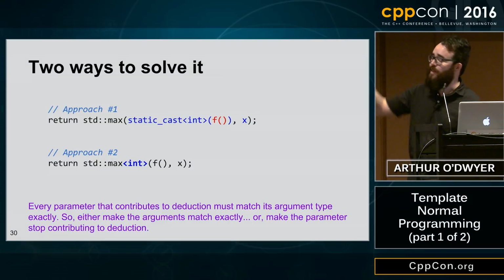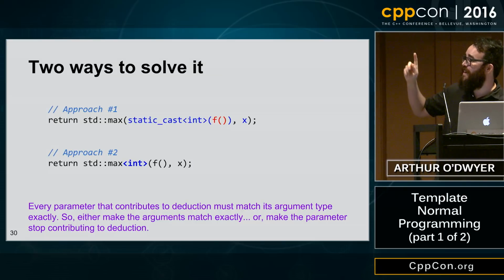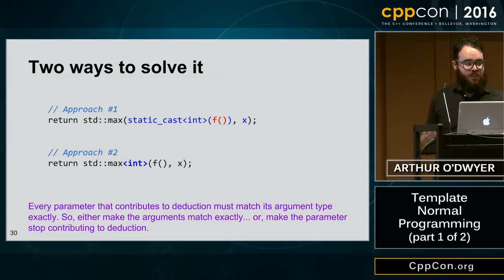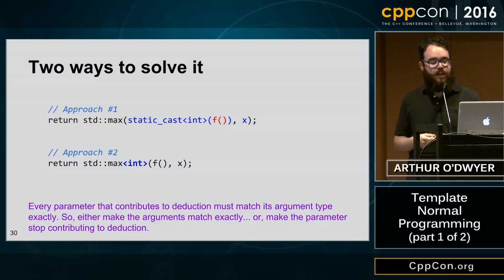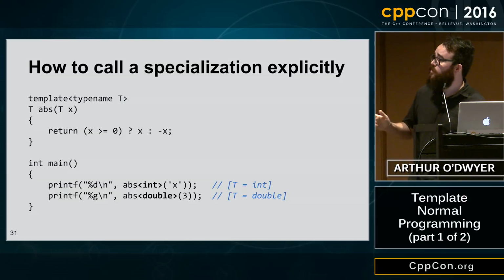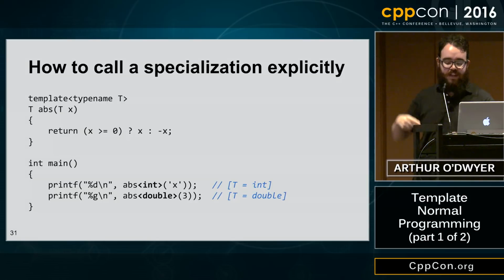How many people have done something like approach number 1 at some point in their code? All right. I advise doing approach number 2 instead, just because I feel it's more readable. So return std::max angle brackets int, and approach number 2, the thing we're trying to do there is make the parameter stop contributing to deduction. All right, so let's go back to type deduction in a nutshell. Well, how to call specialization explicitly. Basically, I'm just putting the type of t right there in angle brackets.